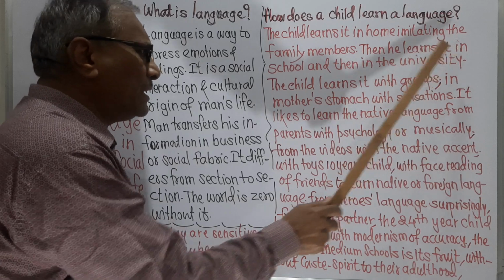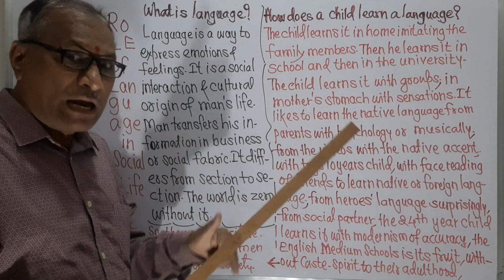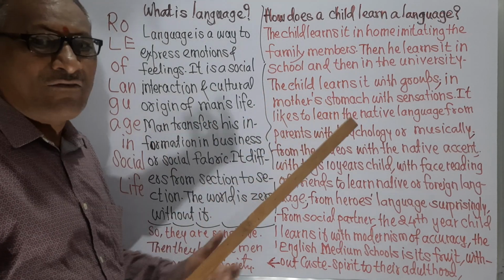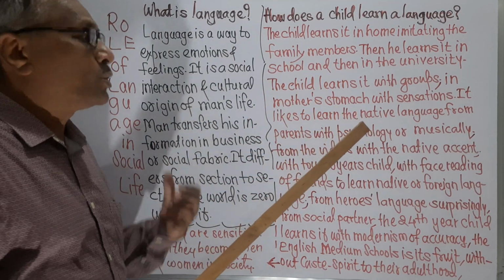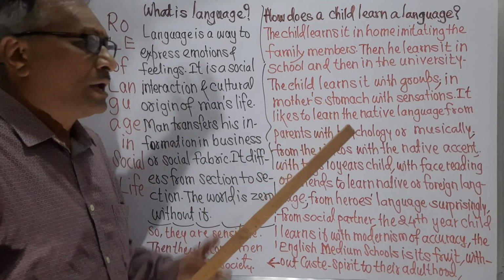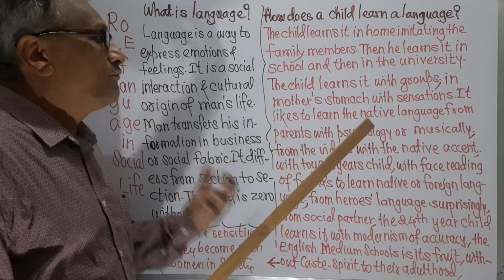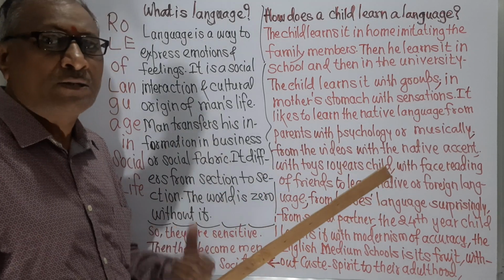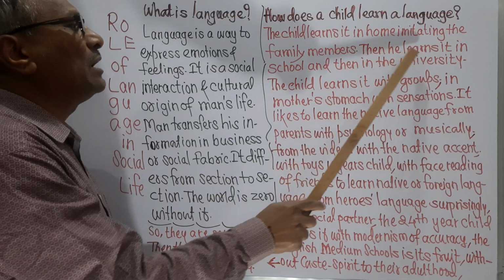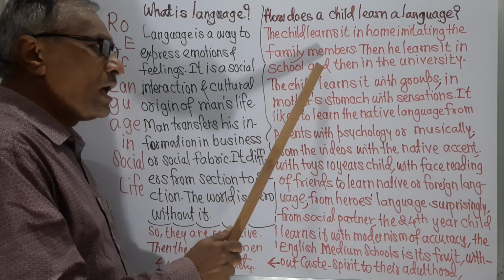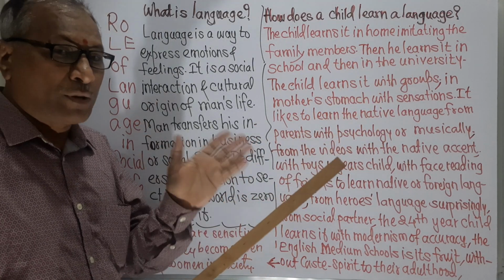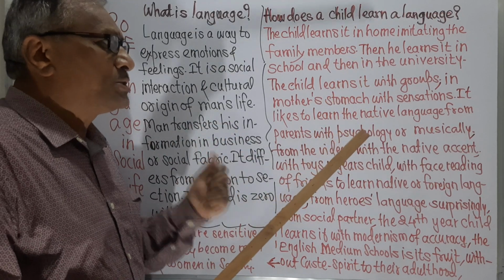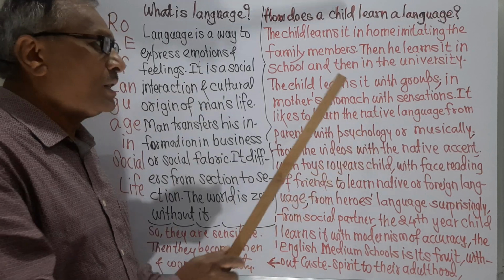Then he learns it in school. Then this child is sent into school, and this child learns this language in school. So he learns the ABC of language, he follows the teachers, he follows the other students, male students, female students, and so he learns the language in school and then in the university. So remember, I will tell you how this child learns the language in the university.